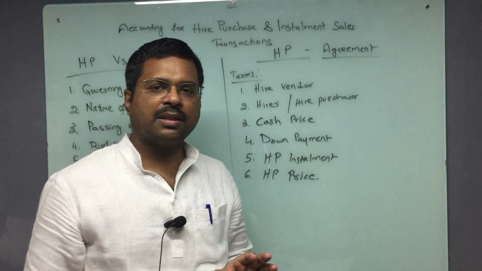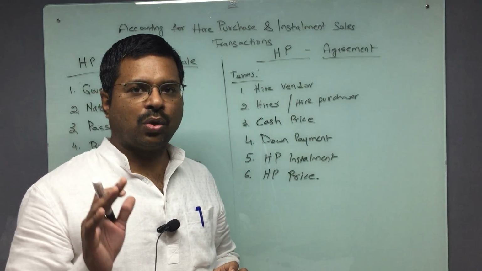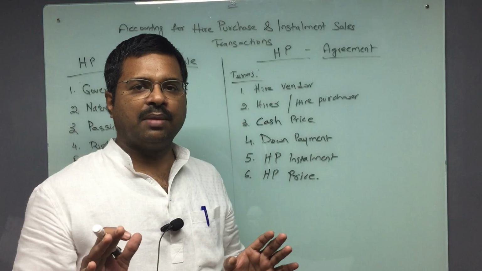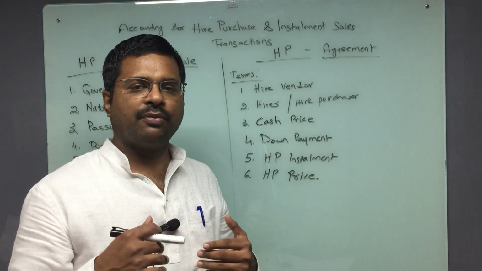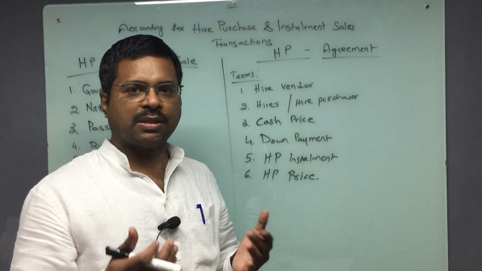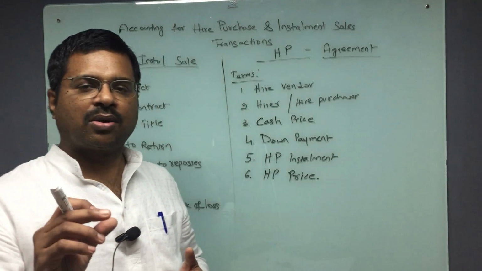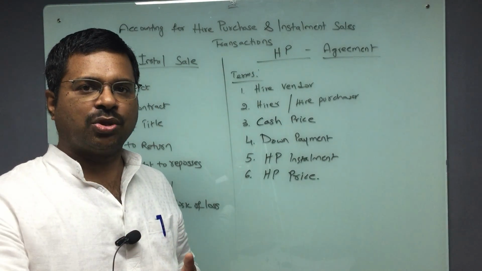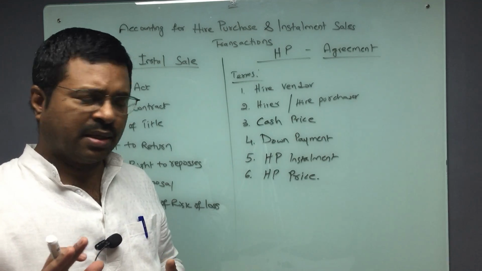And cash price. Cash price is nothing but the price at which the product is sold. It has no other elements. Suppose I go to the shop and purchase a product by giving cash across the counter, then it is called cash price.